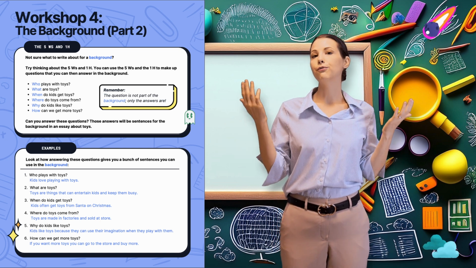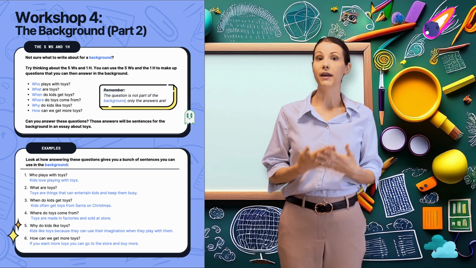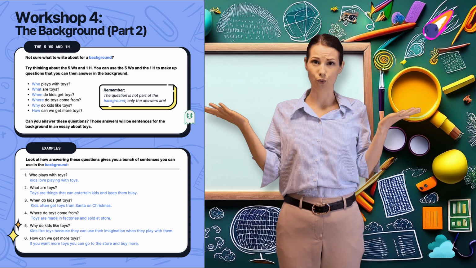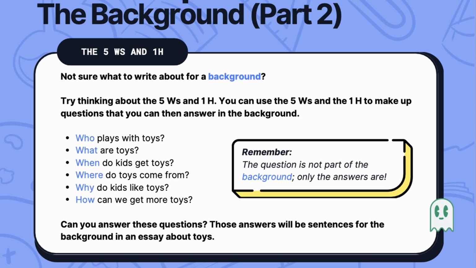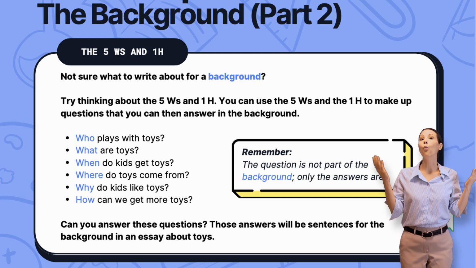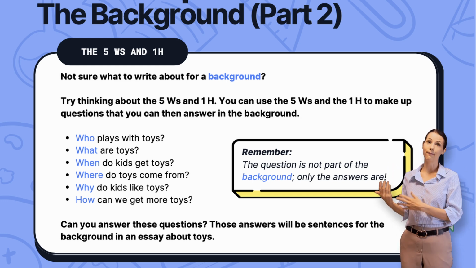So you know, to write a background, we have to write about the main topic. And you also know you need to make it general and in the plural form. But are you not sure what to write about for a background? Try thinking about the 5 W's and 1 H question. You can use the 5 W's and 1 H to make up a question that you can answer in the background. Do you remember the question we wrote saying, "What is your favorite toy?" Let's use this question to write W and H questions that we can answer to create our background.